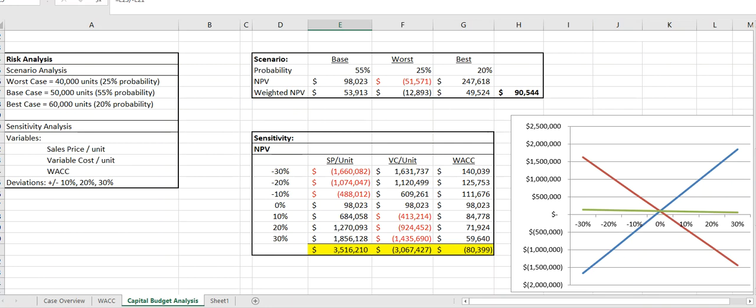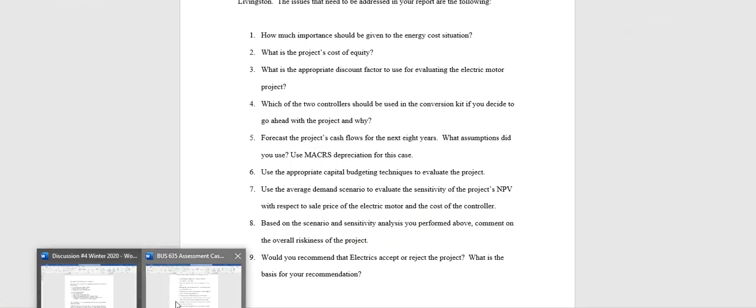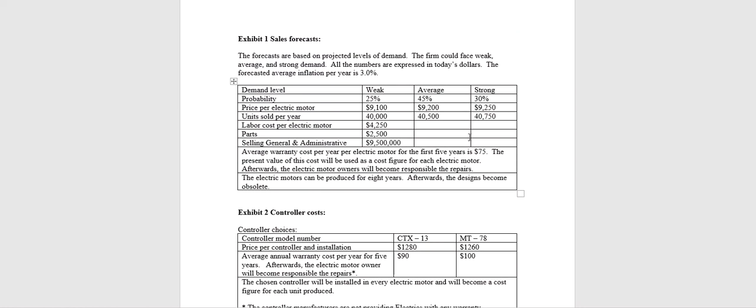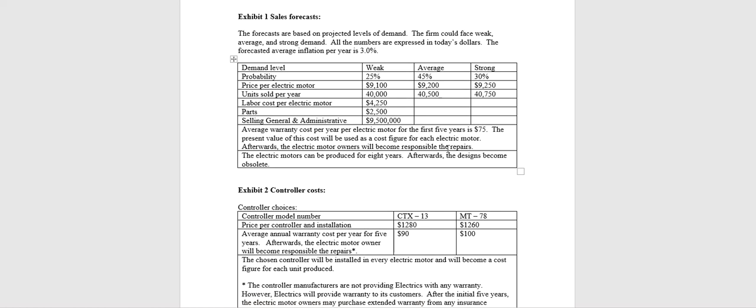Now, most importantly, if you go to your Electrics case, it tells you that the selling price is here for the average case, $9,200. There's your sensitivity variable there. Now, for the cost of the controller, you're going to have to isolate the cost of $1,280 for the CTX, the $1,260 for the MT78 by analysis, and include the warranty cost for those two units too. So the cost of the controller is a combination of these two costs in your analysis.